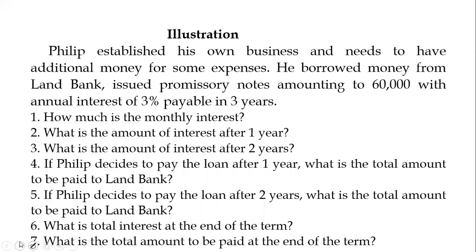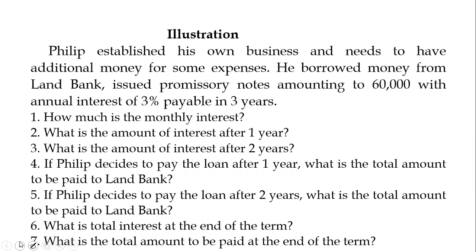Let's say Philip established his own business and needs to have additional money for some expenses. Of course, mahirap talaga magtayo ng negosyo, so we need to have some capital. And then one of the sources para tayo magkaroon ng capital is to borrow money from a lending institution or the banking institution. So that's why he borrowed money from Land Bank, issued promissory notes amounting to 60,000 with annual interest of 3% payable in 3 years. So, nagkaroon ng agreement si Philip at saka si Land Bank na babayaran niya yung 60,000 na inutang niya sa bangko after 3 years.